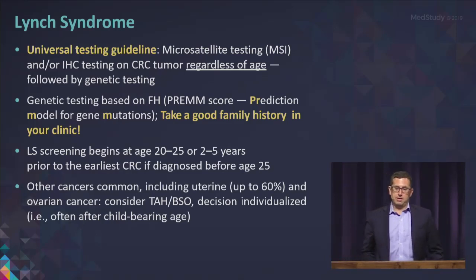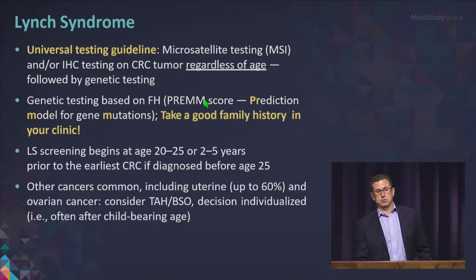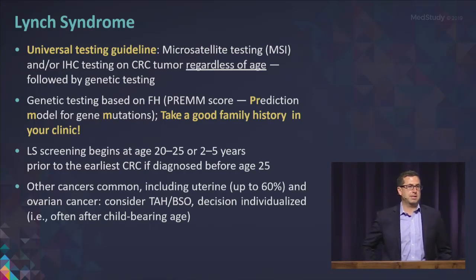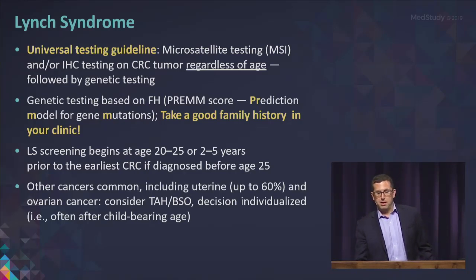And the other thing is that you may be seeing patients in your clinic that don't have cancer themselves, but have a strong family history of cancer. Those patients may be eligible for genetic testing, and there's something called the PREMM model, or the prediction model for gene mutations. You could just Google this in your clinic, and it's a little calculator where you put in the family history, and it'll tell you whether the person needs genetic testing. So Lynch syndrome, the lifetime risk of colon cancer is very high, up to about 80%.